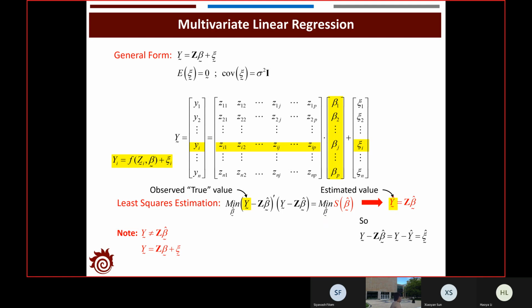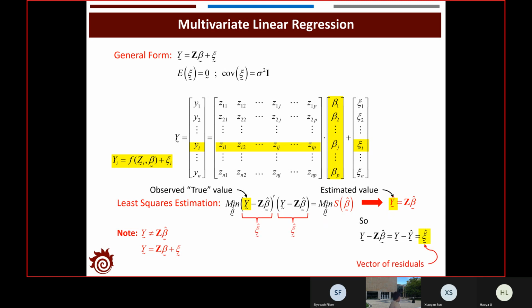And we also define a new term, which is epsilon hat. That one is defined as the residual from the regression model, which is the difference between the observed value and the estimated trip rate.